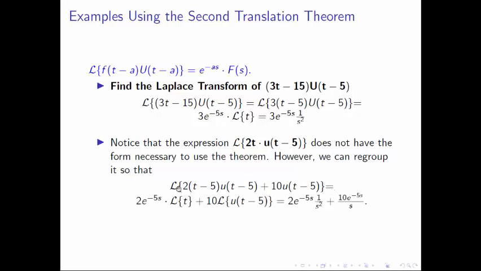So now, using the property f of t minus a, my f of t is 2t. So this will be the Laplace transform of that first piece. Then 10 unit step of t minus 5. Fortunately, the Laplace transform of u of t minus 5 is e to the negative 5s all over s for the 10, the constant. That's saying that f of t minus a in that case would be 1, and the Laplace transform of 1 is 1 over s. So there are 2 examples using the second translation theorem.